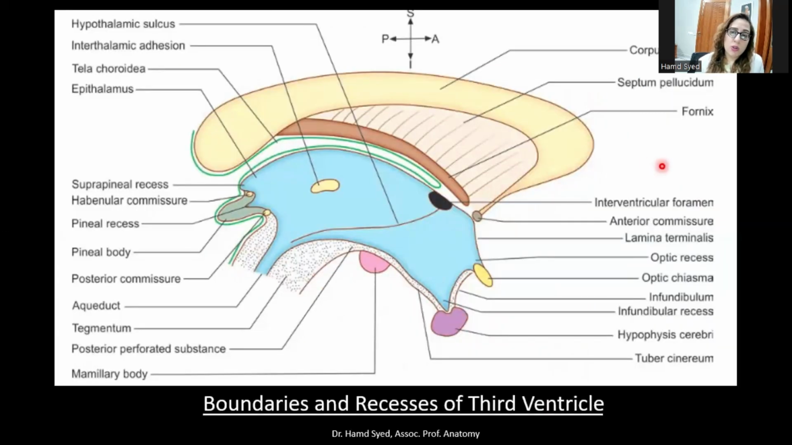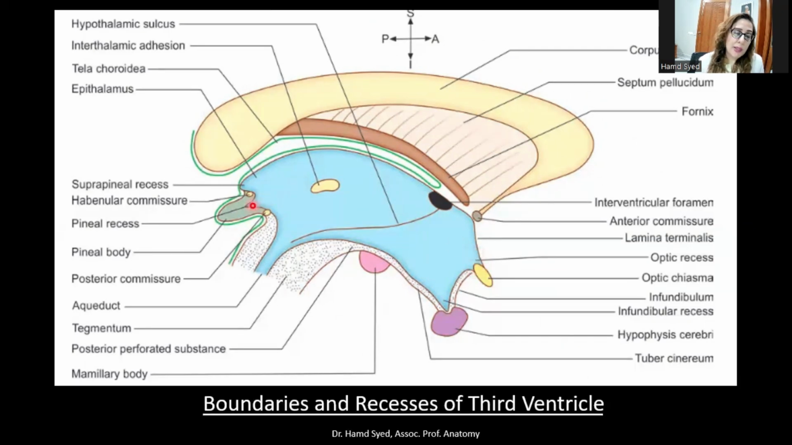Also in association with third ventricle are certain extensions which are known as recesses. You can see over here, this is again a sagittal section. You can see the infundibular recess extends towards into the infundibulum. The optic recess of the third ventricle is present above the optic chiasma.